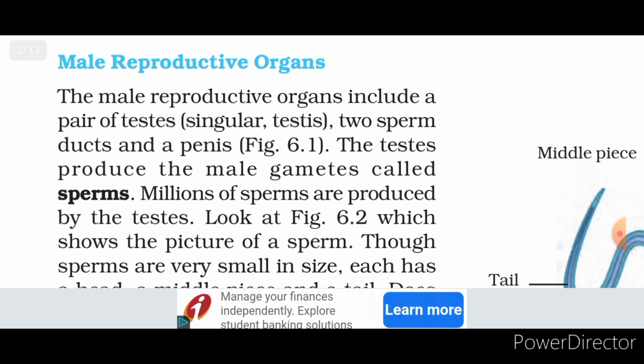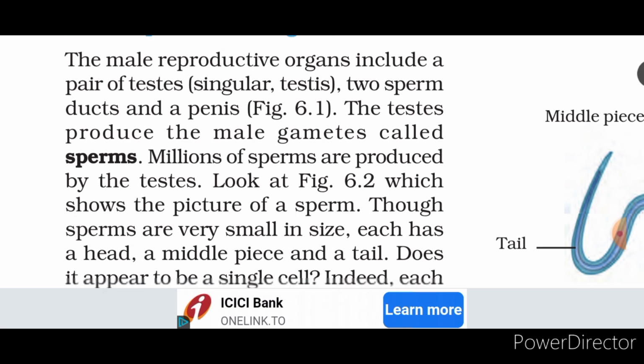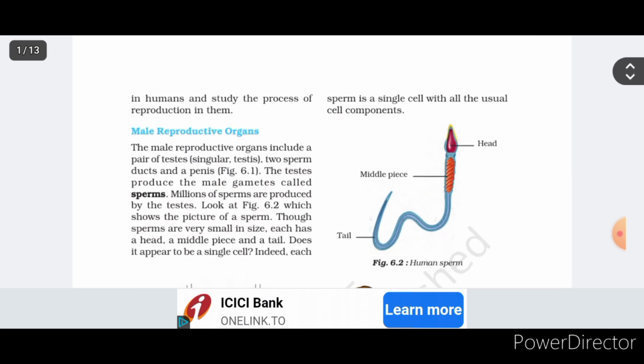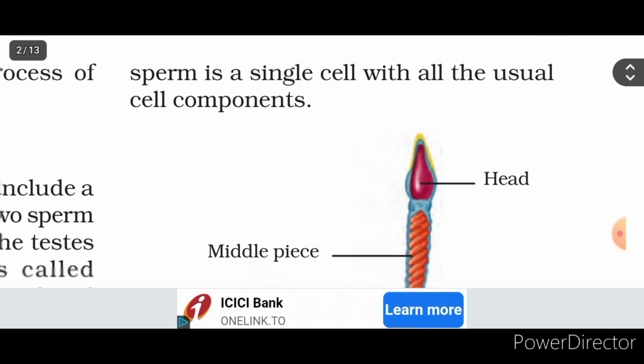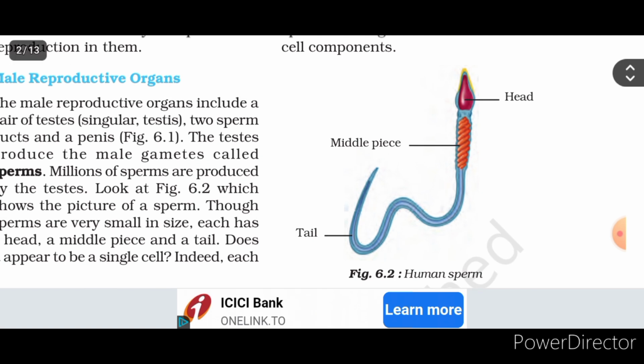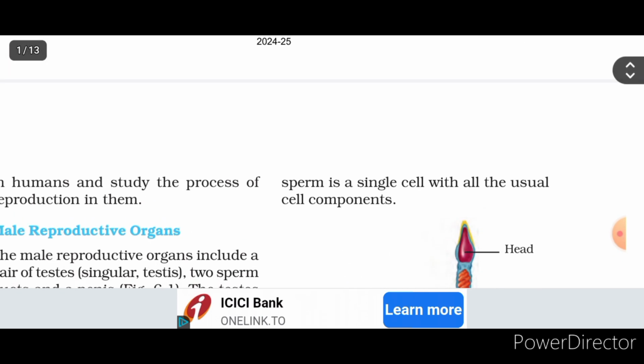Male reproductive organs. The male reproductive organs include a pair of testes, two sperm ducts, and a penis. The testes produce the male gametes called sperms. Millions of sperms are produced by the testes. You are seeing here a human sperm. Head, middle piece, tail. Sperm is a single cell with all the usual cell components.